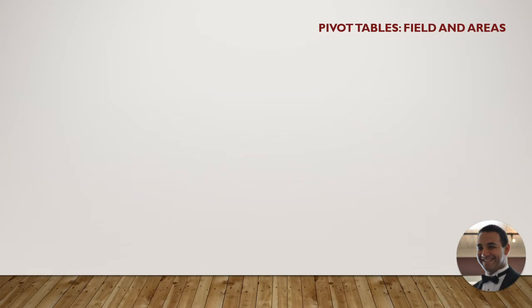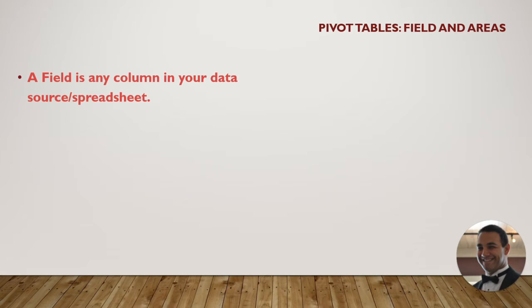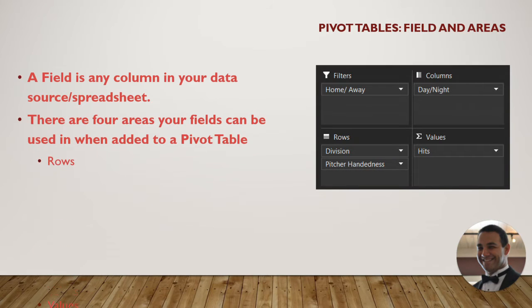There are 2 major constructs we're going to talk about when it comes to pivot table data: fields and areas. A field is any column in your data source or spreadsheet. Those fields get categorized into areas, and there are 4 areas that your fields can be used in: rows, values, columns, and filters. Let's take a look at those.